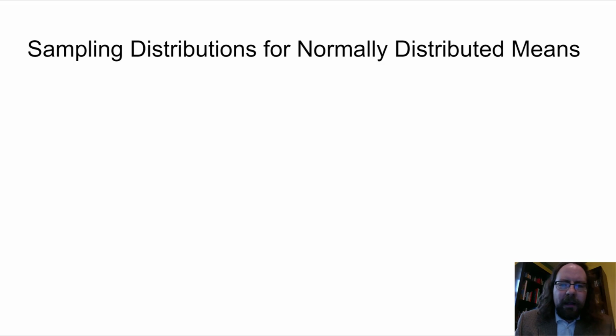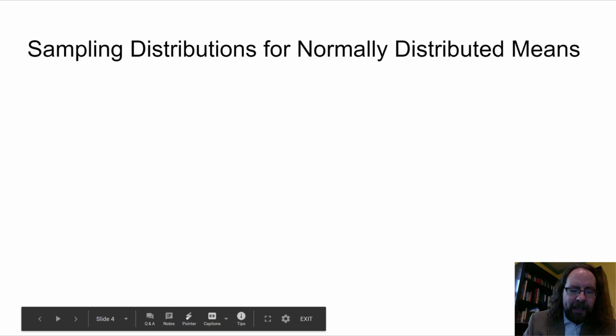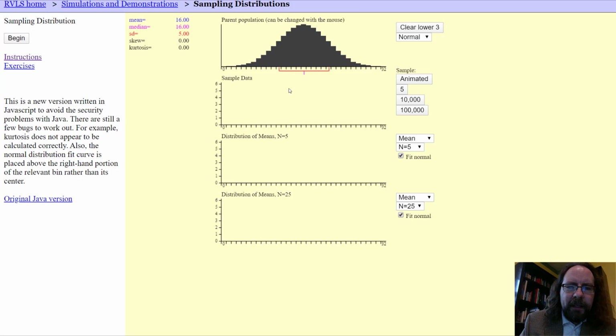So let's talk about sampling distributions for normally distributed means now. To see how it actually works, I'm going to bring up a little applet here. So let's say this is my parent distribution. It's normally distributed, and according to this applet, it's drawn to have a mean of 16 and a standard deviation of 5. So here's how this applet works.